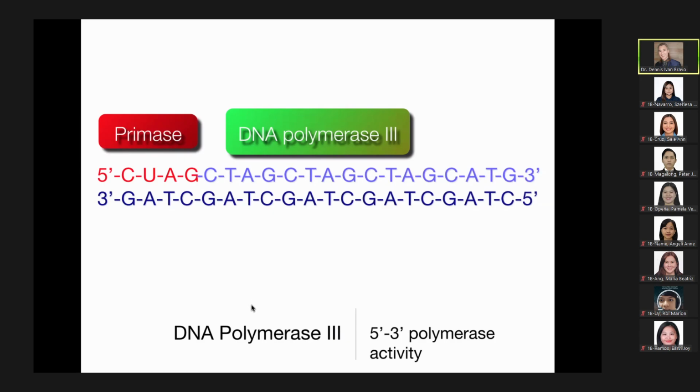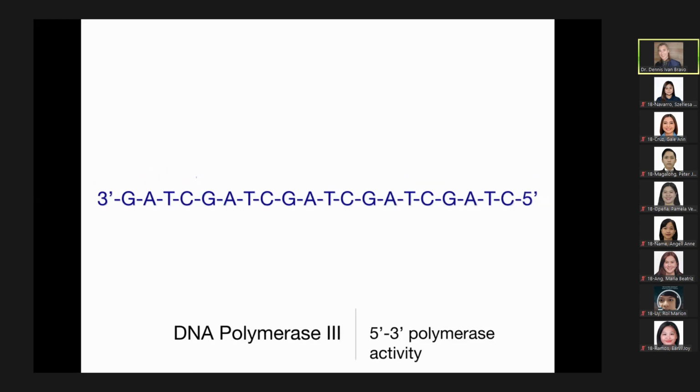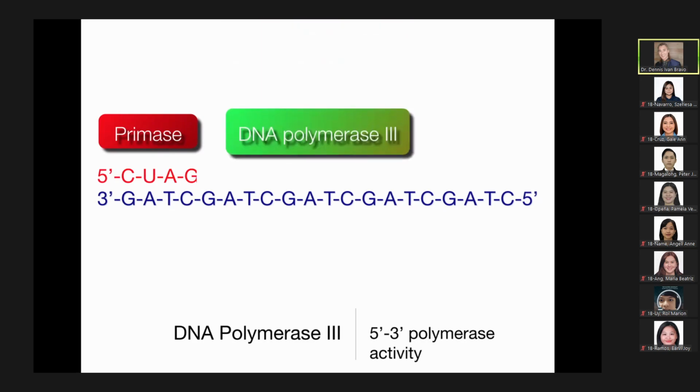Now, aside from the 5' to 3' polymerase activity, DNA polymerase 3 has another enzymatic activity. So to illustrate what that is, let's start from a clean slate. So we have a template. Our goal is to synthesize a new strand. Primers are laid down first, and then DNA polymerase 3 will come in and exert its 5' to 3' polymerase enzymatic activity.